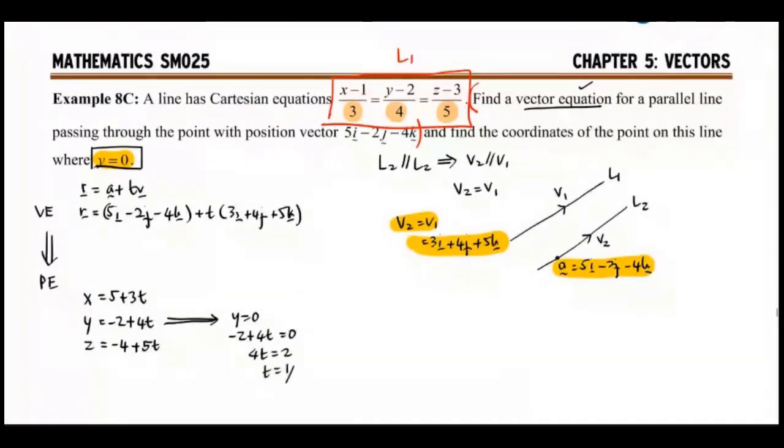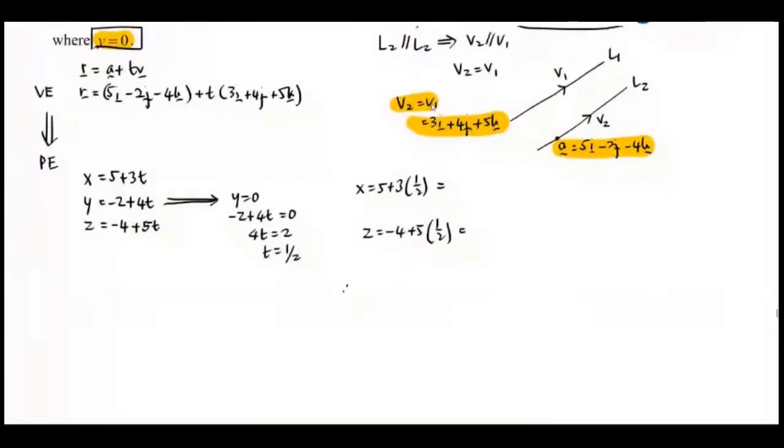It asks to find the coordinate of the point. Once we know t, we can get the values of x and also z. So x equal to 5 plus 3 times 1 over 2, and for z, negative 4 plus 5t, where t is 1 over 2. Okay, how much do you get? x is 13 over 2? Okay, 13 over 2. Z?